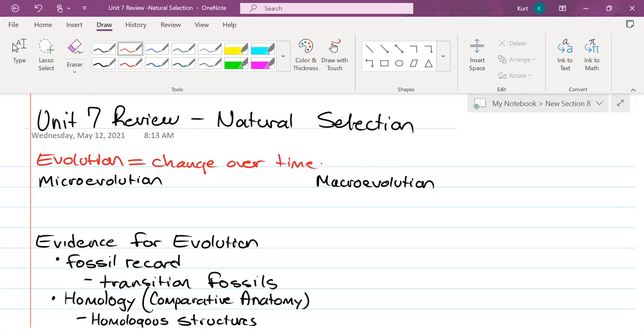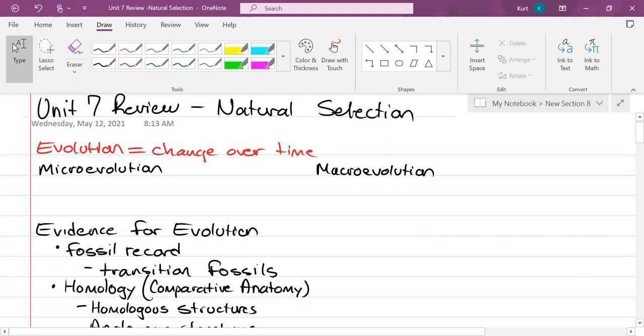These are things that Darwin and many other scientists observed. Darwin was one of the more famous scientists to realize this. But life changes over time. Life has been around for about 3.6 billion years, and it's been changing ever since.